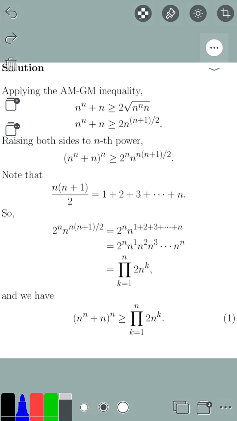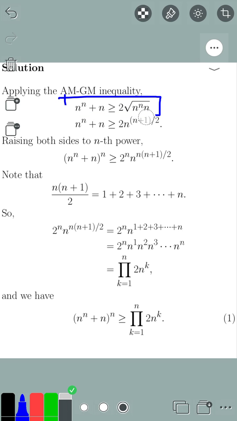First, applying the arithmetic mean, geometric mean inequality: the arithmetic mean is larger than or equal to the geometric mean. We apply it to the two numbers n to the nth and n. So n to the nth power plus n is larger than or equal to 2 times the square root of n to the nth times n.